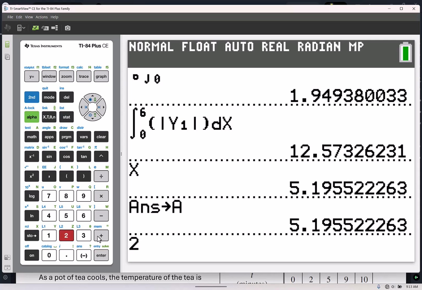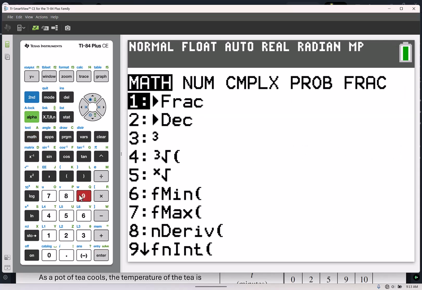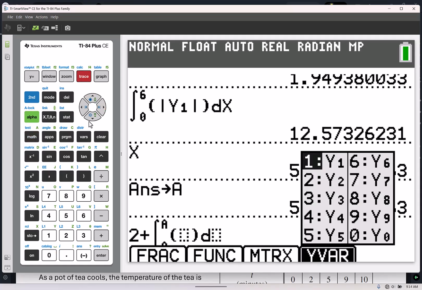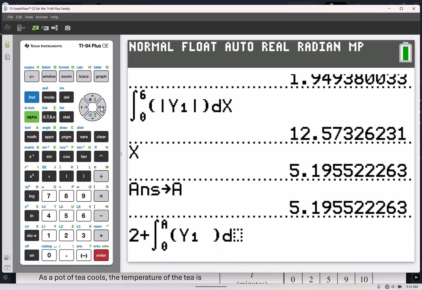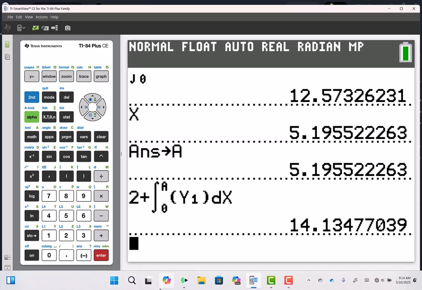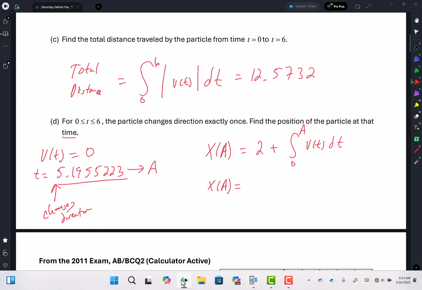So 2 plus math 9, 0 to A of Y1. Alpha trace Y1. And I push enter and I get 14.13477. 14.13477. And there it is, guys.